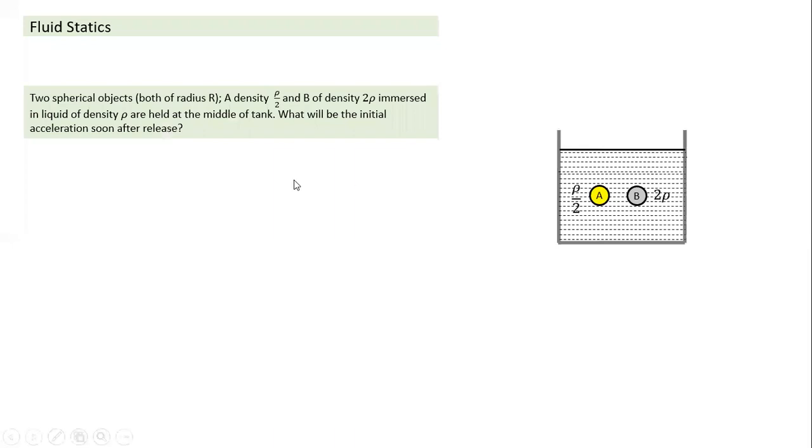Okay, let's look at one more question. If you take something like this, it could be water or some other liquid. We have two spherical objects. One object has a density of half the density of the liquid. The other object has a density of 2 rho. Both are immersed in a liquid of density rho, and they are held in the middle of the tank.